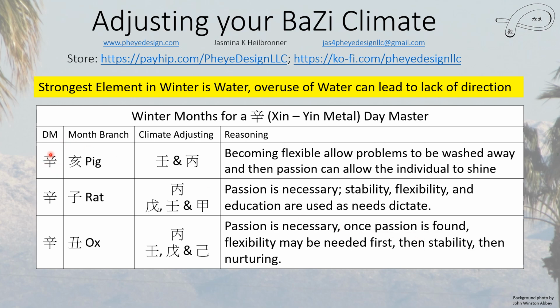So again, the sin metal, born in the month of the pig, becoming flexible is necessary. It allows the problems to be washed away. It basically allows you to see new pathways to get where you want to go. And then if you develop, that also helps you develop a passion, but that passion then can allow you to shine. But you have to be flexible first, because that is what allows you to see how to solve the problem.